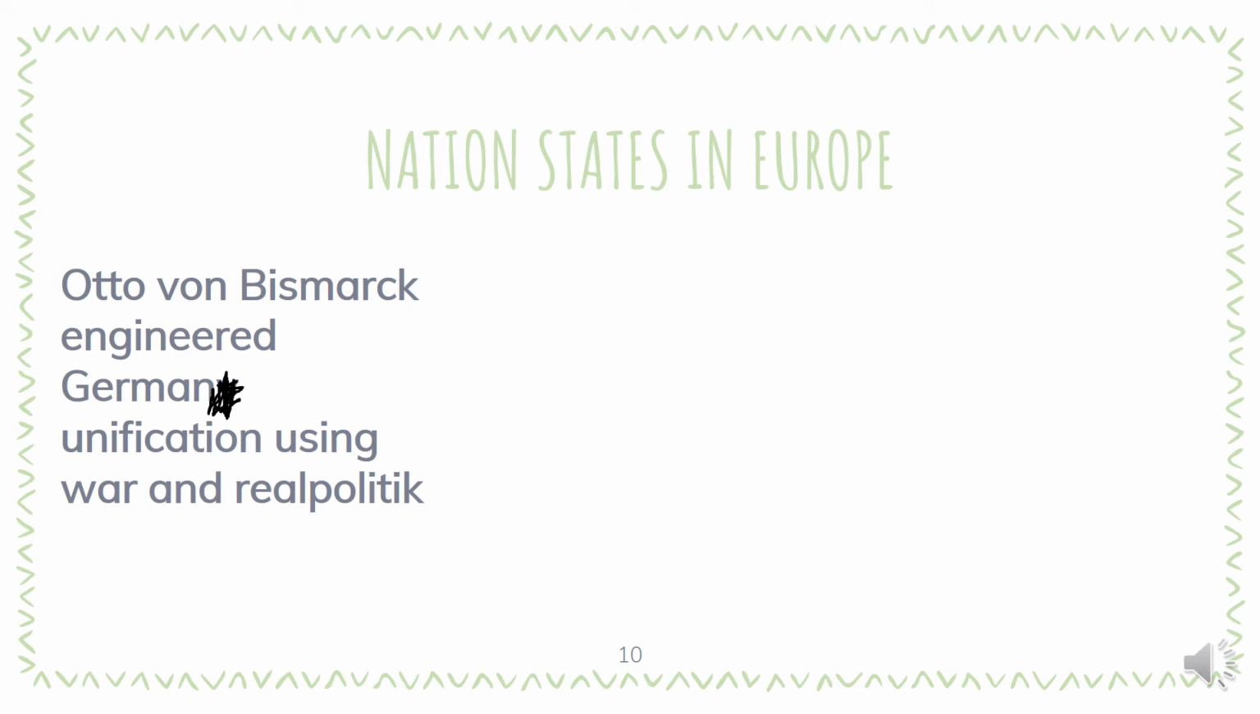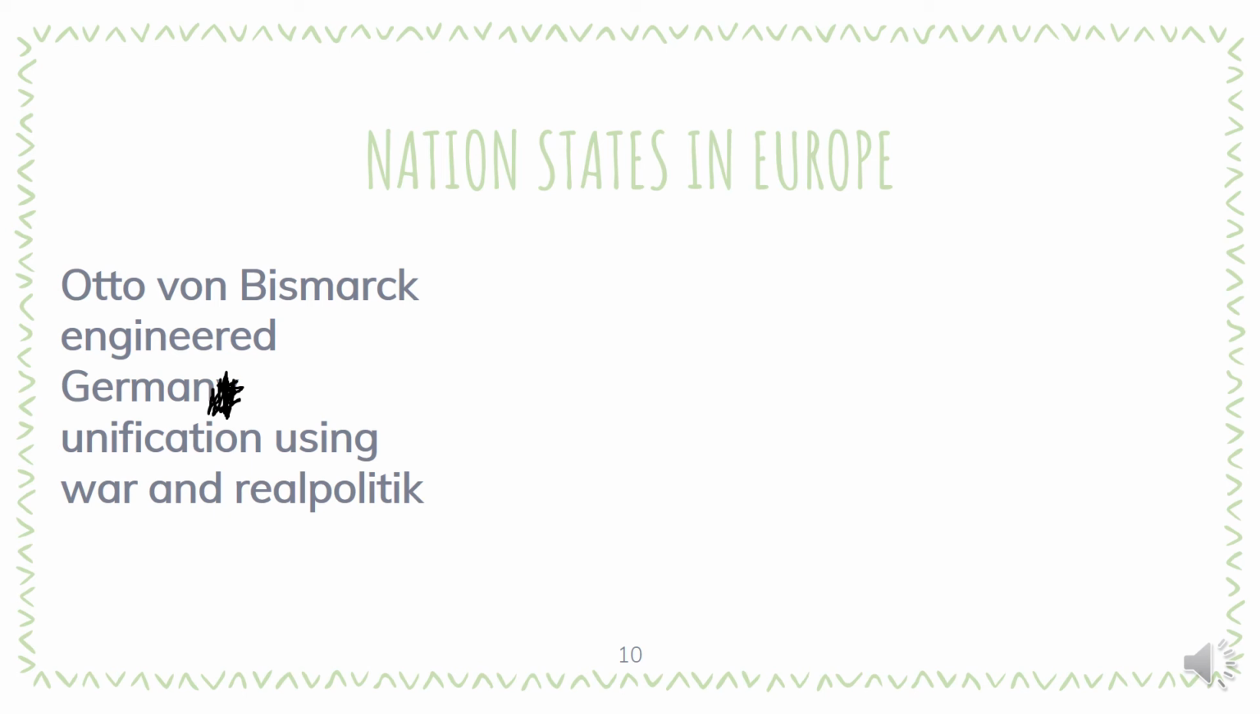That's okay. So Otto von Bismarck engineered German unification using war and realpolitik. First off, Germany wasn't a unified state. It was a bunch of states that were more like a confederation than an actual, powerful nation. And so Bismarck wanted Prussia to be a powerful nation. And so he actually engineered 3 wars, made it look like he did not cause them, won them, and then moved forward with German unification.